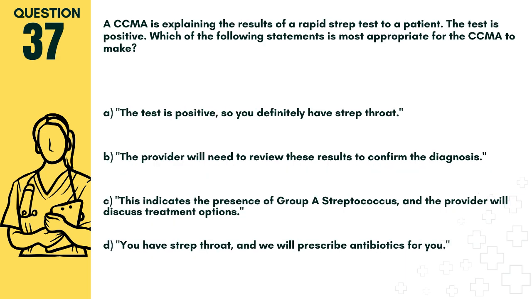Question 37. A CCMA is explaining the results of a rapid strep test to a patient. The test is positive. Which of the following statements is most appropriate for the CCMA to make? A. The test is positive, so you definitely have strep throat. B. The provider will need to review these results to confirm the diagnosis. C. This indicates the presence of group A streptococcus, and the provider will discuss treatment options. D. You have strep throat, and we will prescribe antibiotics for you.